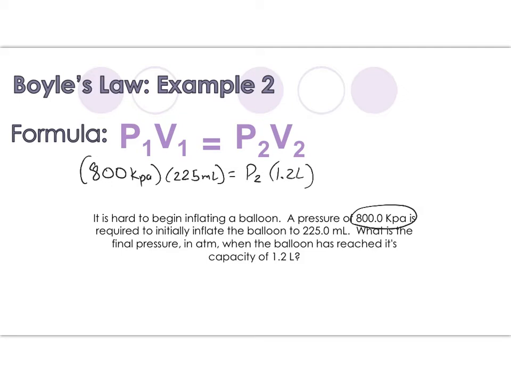In order to solve this problem, we first multiply 800 by 225, and then divide that by 1.2 to get our P2. When you do that, you see that our P2 is 150, and the units are kilopascals, because that's our pressure unit.